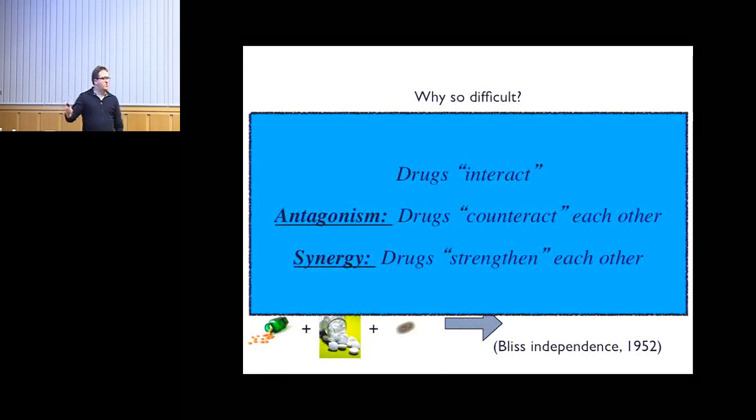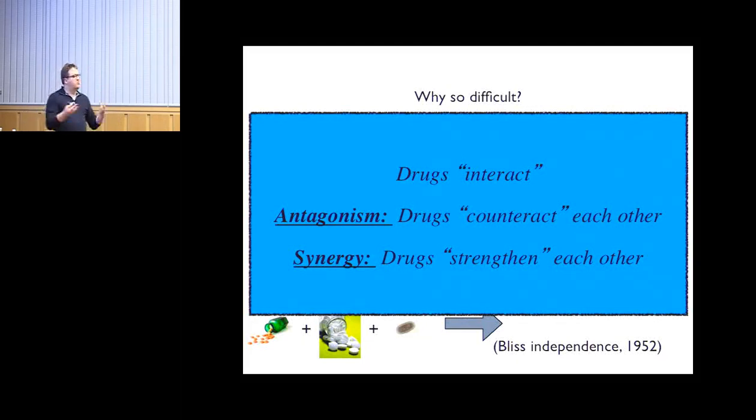And that's because the drugs do what we call interact. So there's two types of interaction, at least for the purposes of this talk. One is antagonism, where the drugs counteract each other, right? So the total effect is weaker than you would think. One is synergy, where the drugs strengthen each other. So you put two maybe weak-acting antimicrobials together, and it completely wipes out the population.